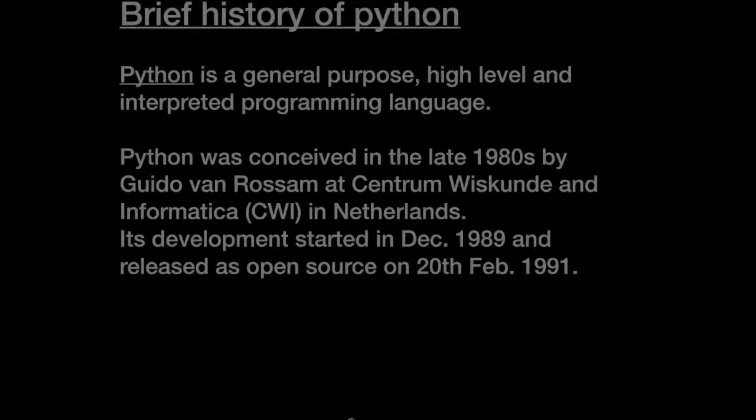Python 2.0 was released in 2000 and 3.0 was released in 2008. Python 3.0 is not completely backward compatible. That means programs developed in Python 2.0 may or may not run on Python 3.0.